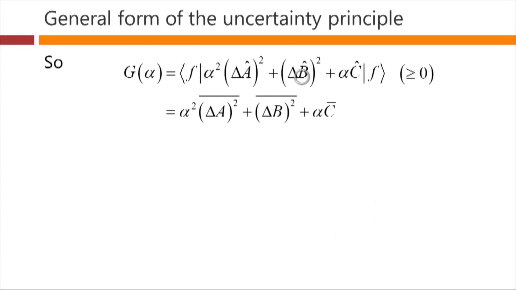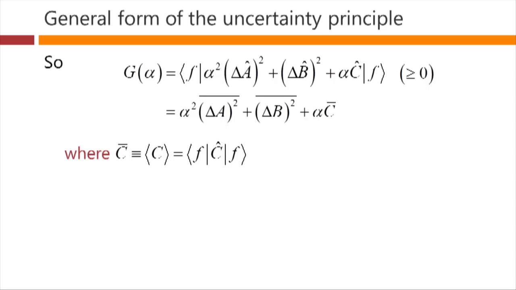Therefore, this whole expression here we can rewrite as the following, because F delta A squared F is just the average value of delta A squared, our variance, and we've got an alpha squared here. And similarly, F delta B squared F is just the average value of delta B squared. And F alpha CF is just alpha times the average value we would see for the quantity C. And that, by definition, is the expectation value of C, F in the bra form, C in the operator form, and F in the ket form, as usual.